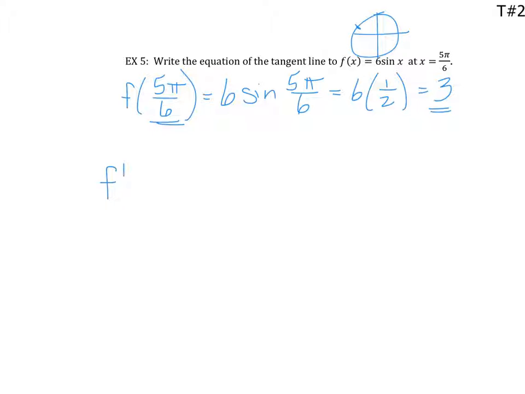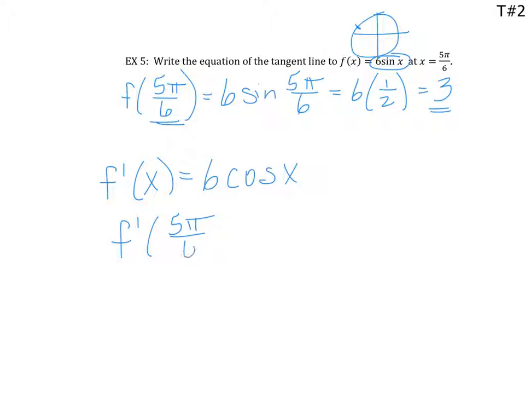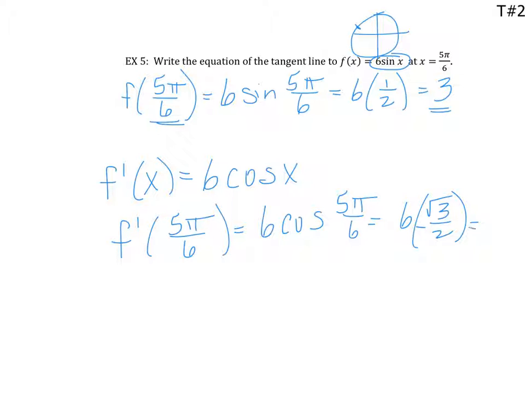Now I need to find the slope at 5 pi over 6, but let me go ahead and just write the derivative down. What's the derivative of 6 sine of x? That would be 6 cosine of x. Now I have to evaluate that at 5 pi over 6. So I'm going to do 6 times the cosine of 5 pi over 6. And that would be 6 times negative square root 3 over 2. And therefore it is negative square root 3 over 3 if I simplify.